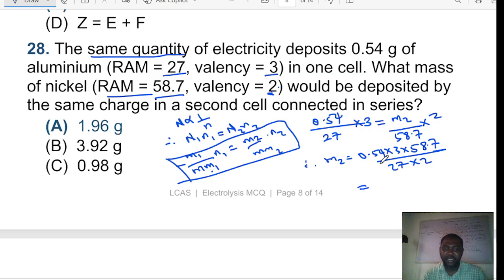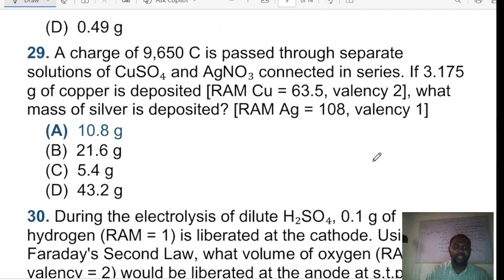So by the time you multiply this, you should get 1.96 grams. Though I have not confirmed that, I don't have a calculator, so you can calculate that and send me the answer.